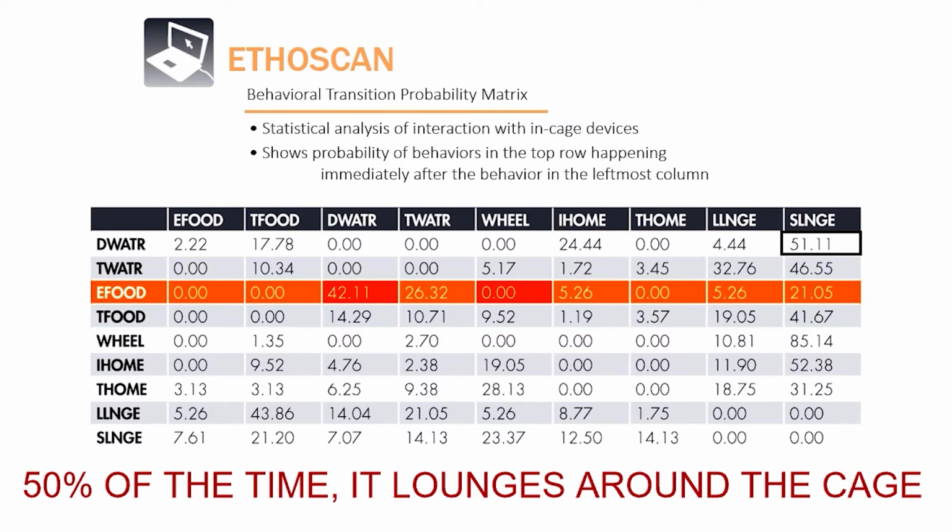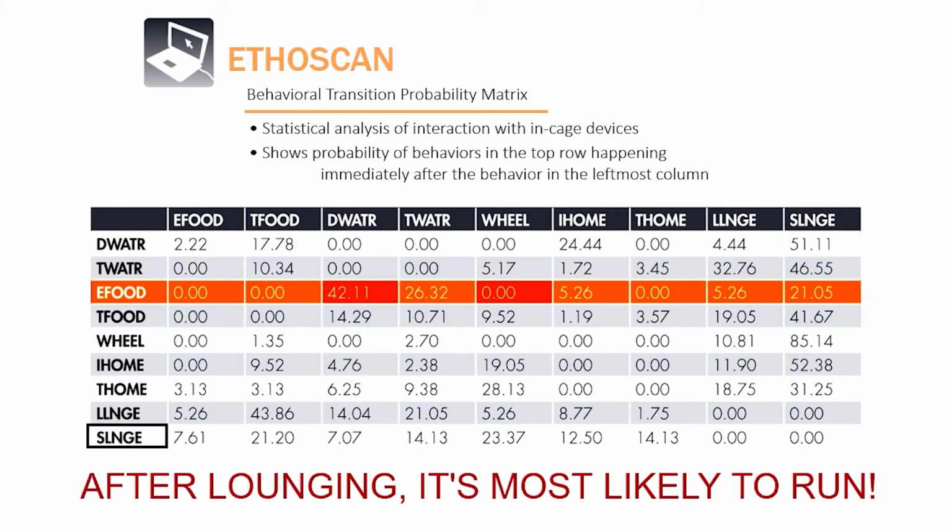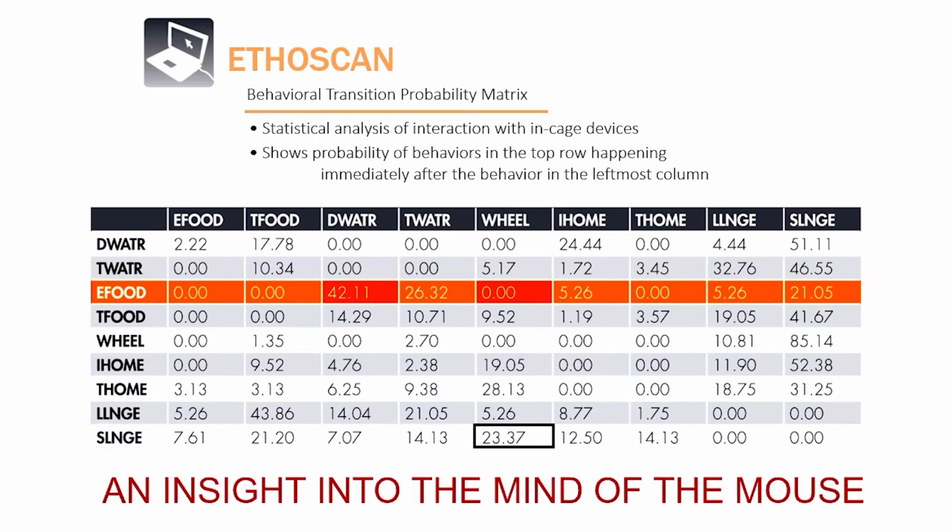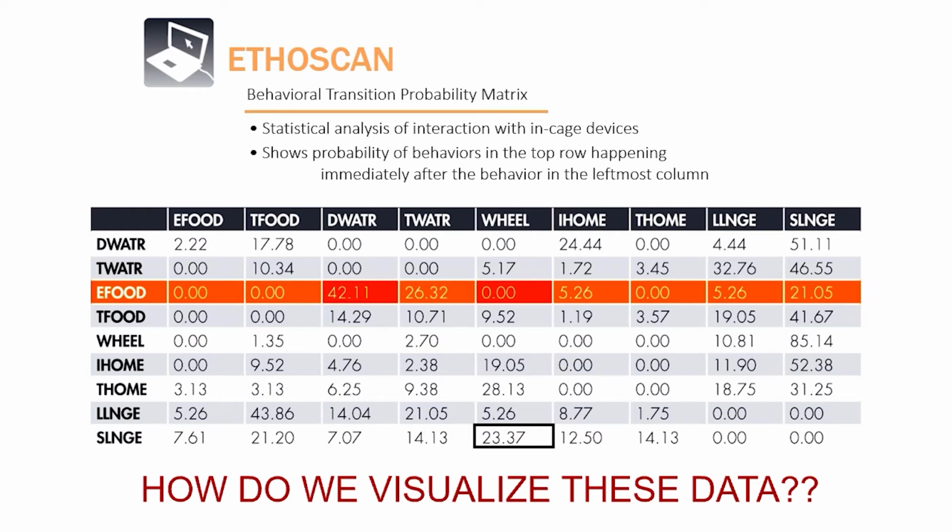the cage. After lounging around the cage for between 5 and 60 seconds, what's the most likely behavior? It's running on the running wheel. So we gain some amazing insights into the mind of the mouse using this array. Now, how do we actually visualize this data?